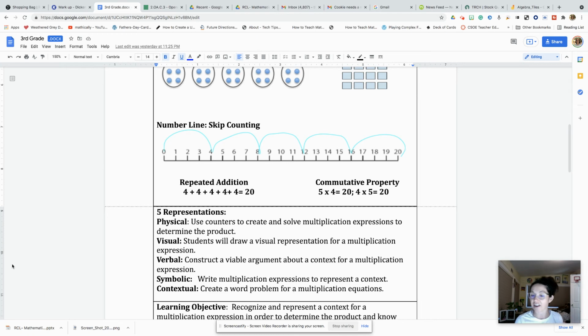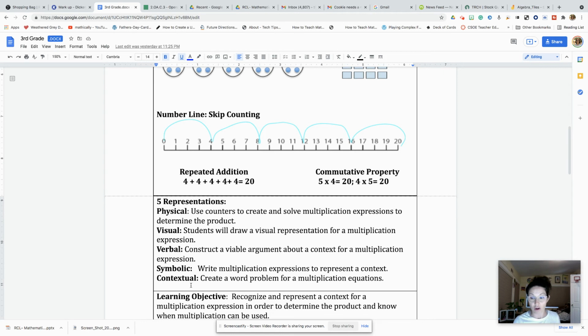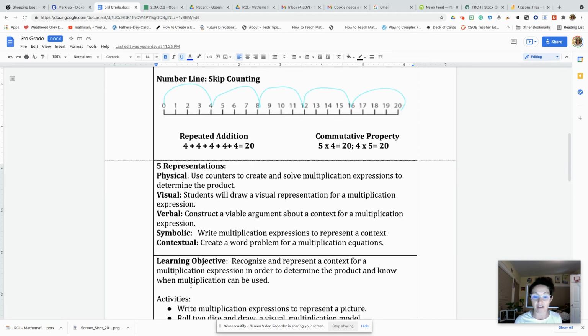Notice that there's kind of this higher level of academic rigor that's becoming increasingly more complex. And so we could look at Bloom's, but we know Bloom's is here as well, that taxonomy of increasing the cognitive demand. Now that I've kind of fleshed out what I would want my students to be doing, what I would want to make sure that I'm doing in my teaching practice, I can write a learning objective. It kind of flows nicely this way once I've fleshed everything out and identified what I'm looking for, what I want my students to be doing. So the learning objective for this particular standard would be to recognize and represent a context for multiplication expression in order to determine the product and know when multiplication can be used.